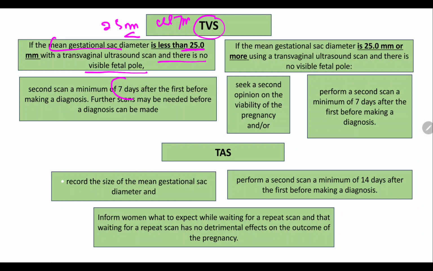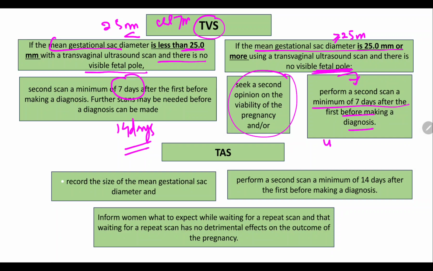Then you have to perform a second scan in 7 days, same as the previous one, because for TVS the gestation interval is 7 days, for transabdominal the interval is 14 days. But if the mean sac diameter is 25 mm or more using a transvaginal ultrasound and there is no visible fetal pole, then you have to take a second opinion, because the cutoff has already reached 25 mm, but still you have to perform another ultrasound before making a final diagnosis. And you have to clearly state to your patient that the LMP is not a reliable method, okay? So we have to do the ultrasound and we have to follow the ultrasound.